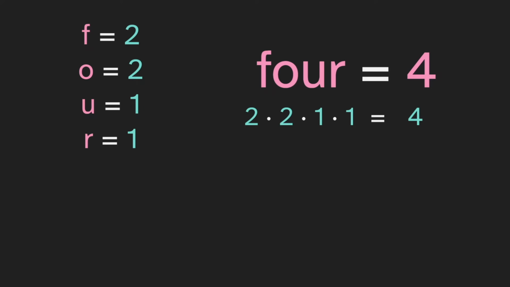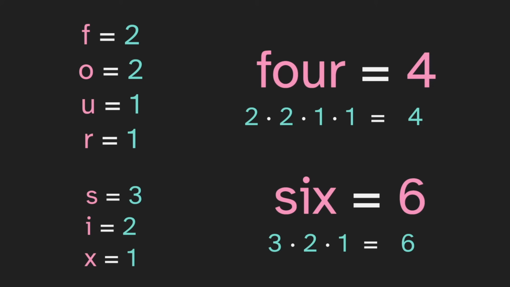And we could do the same with another number. So if we add s, i, and x, then this works for 6 as well. And this may seem very simple, which is true for the case of two words, 4 and 6, but it becomes more complex when we try to add more.